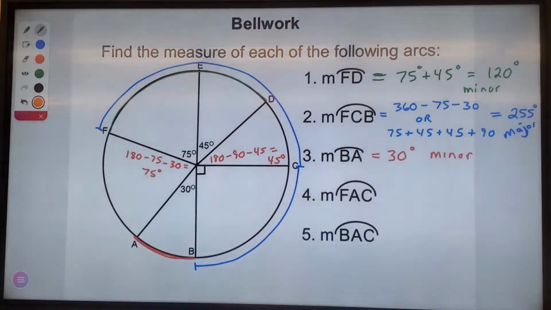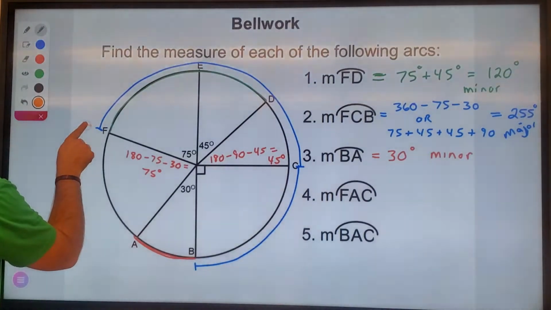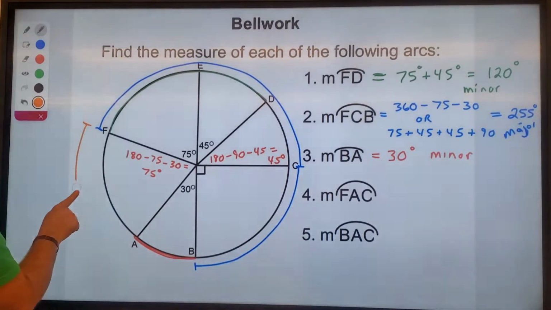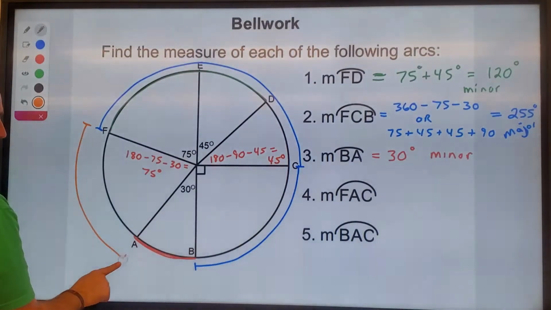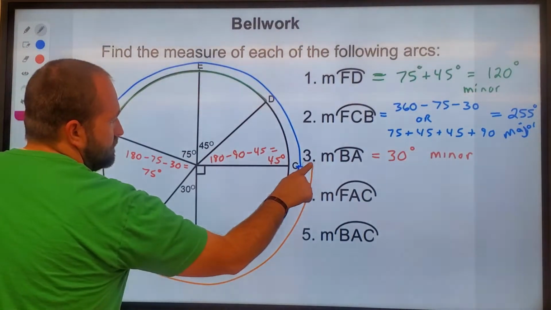Okay. Measure of FAC. Again, I don't want to cross C before I cross A, so make sure you pay attention to how you do that. Okay. For this, then I would have to go from here. I would go from F to A and continue on to C.